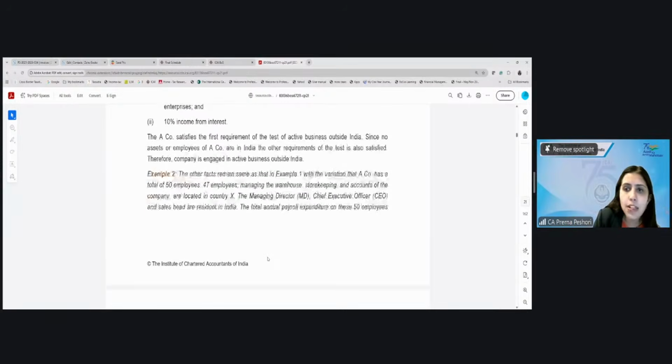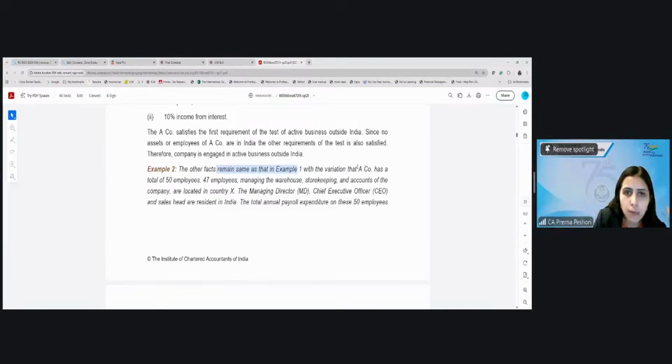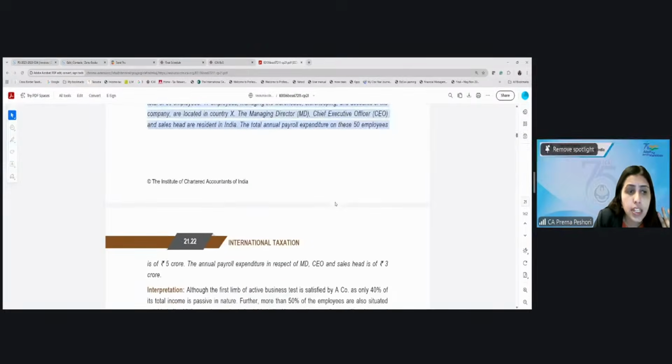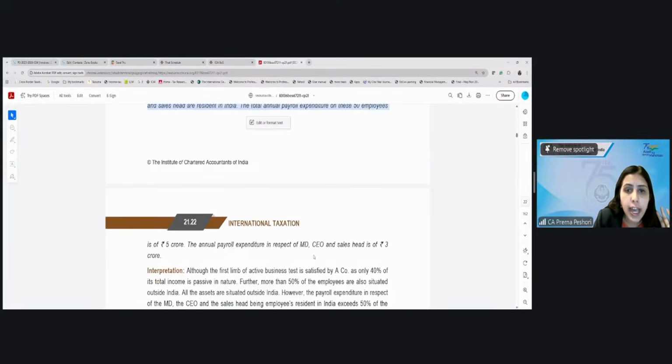Next example is the other facts remain the same, with the variation that ECO has a total of 50 employees. 47 employees managing the warehouse, storekeeping and accounts are located in country X. MD, CEO and sales are resident in India. The total annual payroll expenditure on these 50 employees is 5 crores. The annual payroll expenditure of the MD, CEO and sales head is rupees 3 crores.